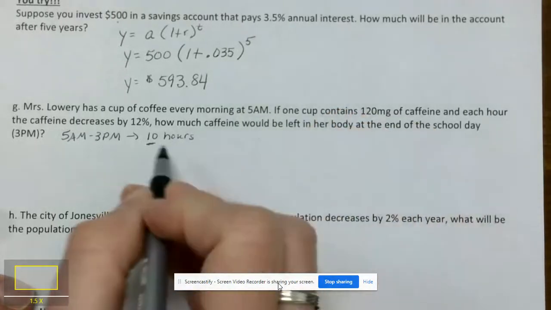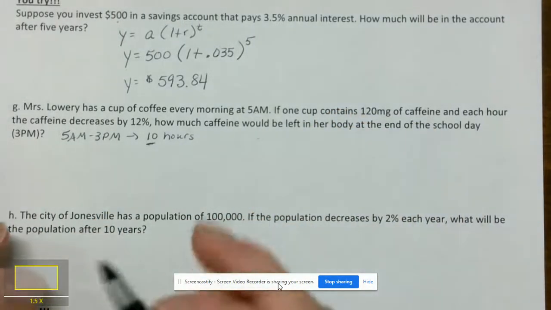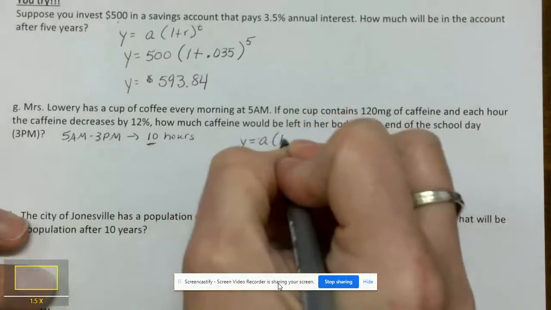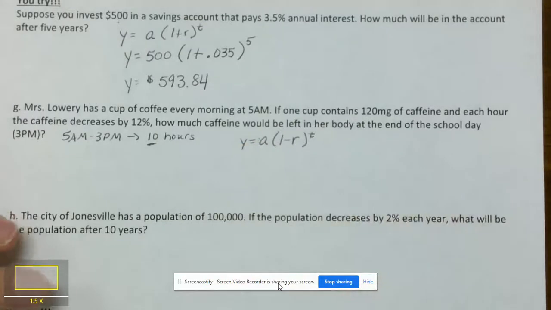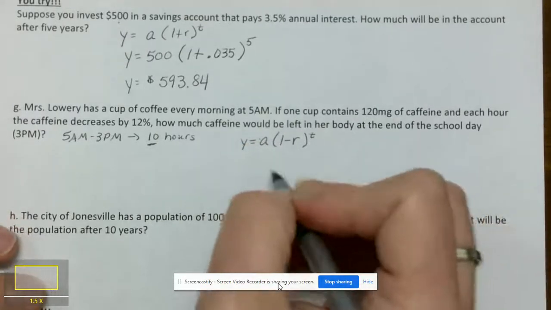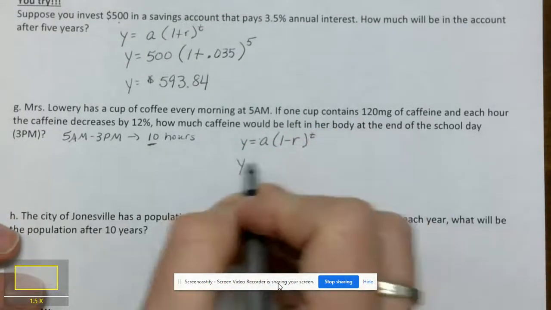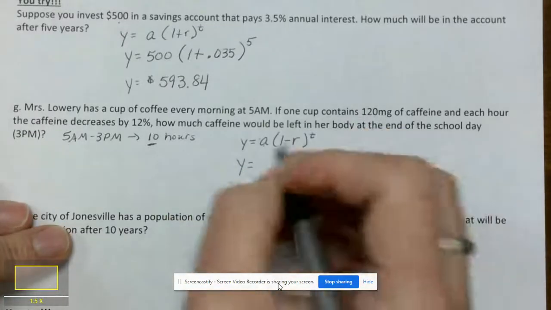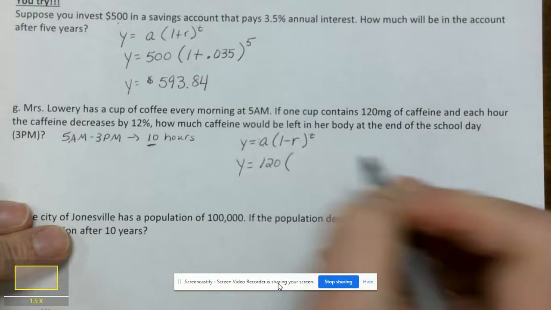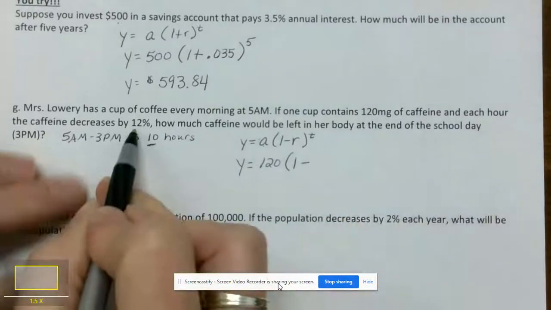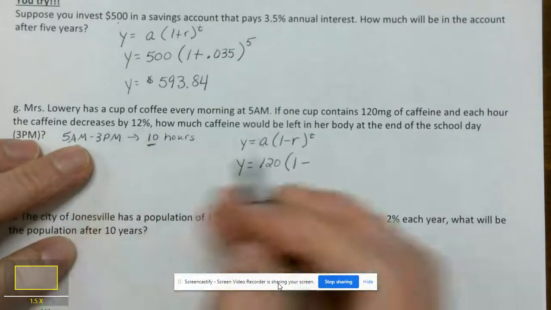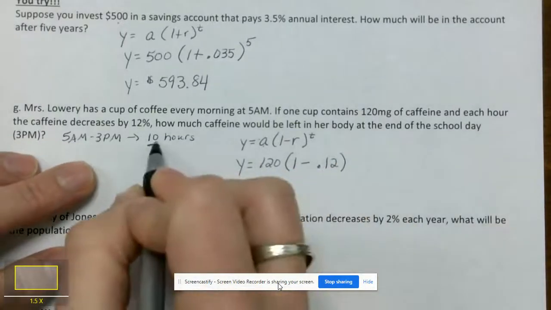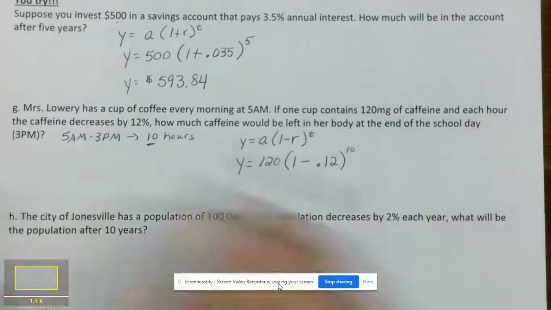Now, this time, she's decreasing in her caffeine. It goes out of her body. So that means we're going to be using this y equals a times 1 minus r to the t. All right. Y is what I'm looking for. How much caffeine is going to be left at the end of the day? A is her initial amount of caffeine, which is 120. 1 minus the rate that it decreases is 12%. So I have to convert that to decimal, which is 0.12. And then my time I just came up with is 10.